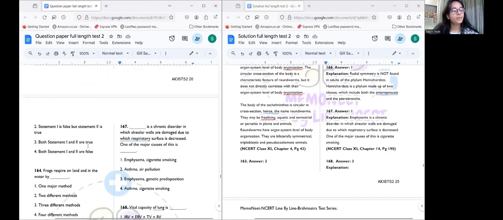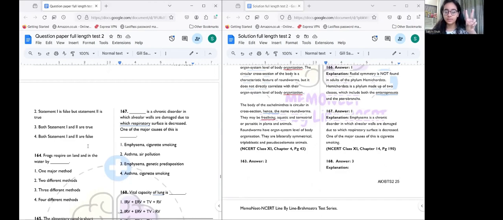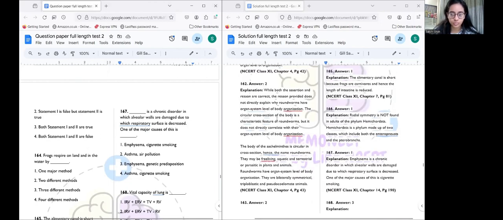Yeah, perfect. 164, frogs respire on land and in water by what? They have two major methods for breathing, right? They also breathe by their lungs and through their skin. So it's two different methods. That is 164. The answer is 2.